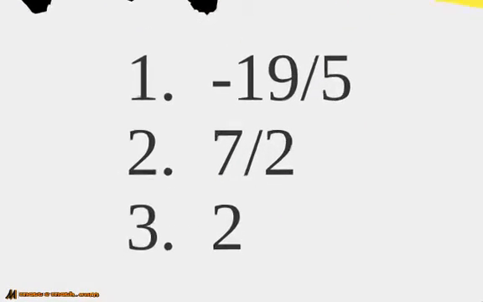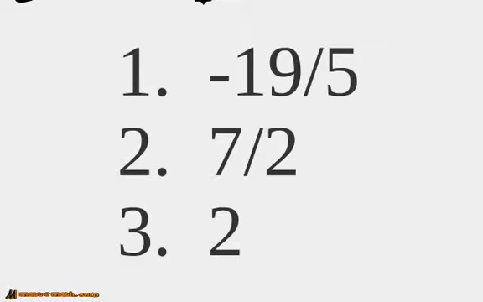All right, well, here are your hints. This is what you should have got. Notice here I didn't divide this out. I just left it as negative 19 over 5. You know what? Just leave it. It's an improper fraction. You know what this is by now. 7/2 and 2. And that's it.